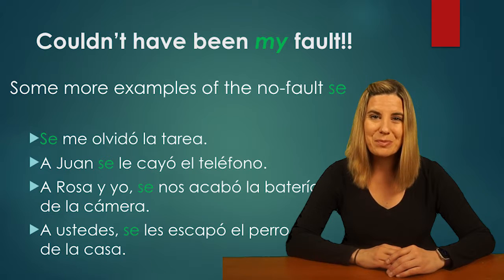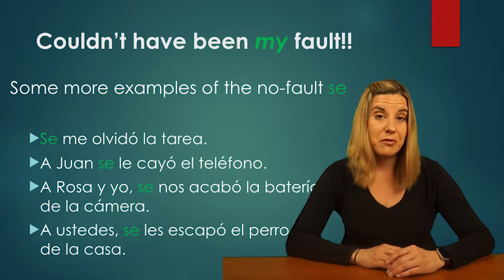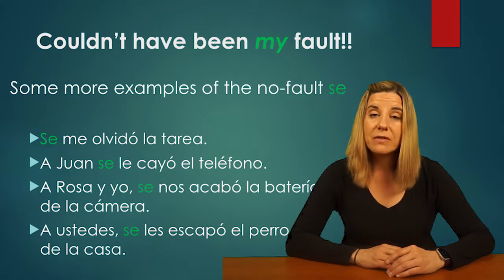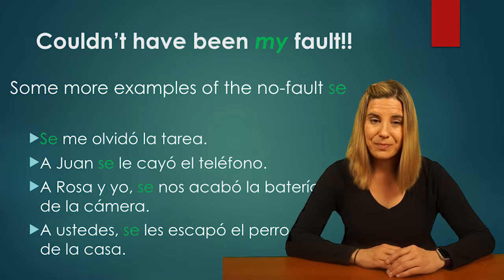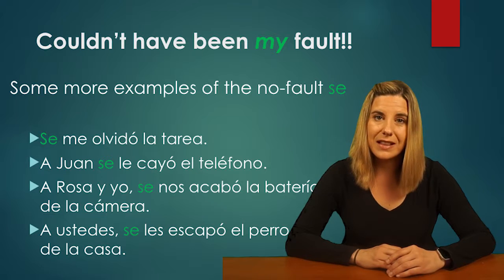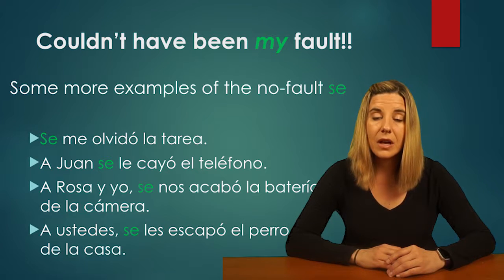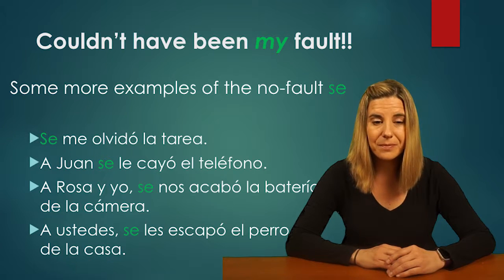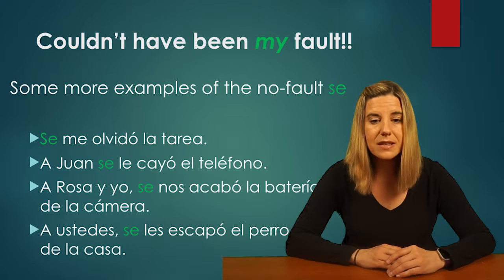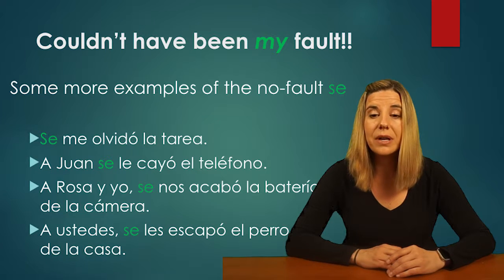Just a few more examples before we go. Couldn't have been my fault. Se me olvidó la tarea. A Juan se le cayó el teléfono. A Rosa y yo se nos acabó la batería de la cámara. A ustedes se les escapó el perro de la casa.